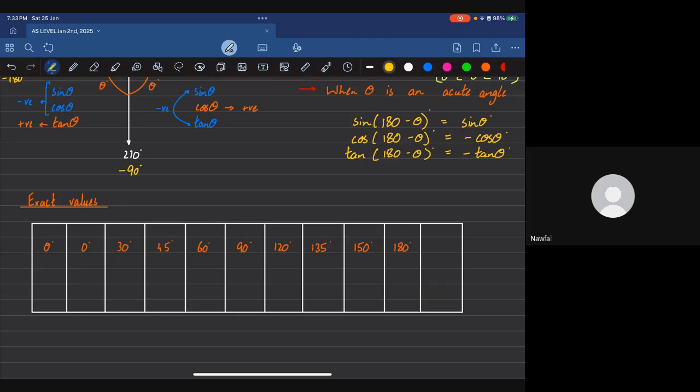Now what you're going to do is have different values of sine, cos, tan. And what are those values going to be? Sine of 0 is 0. For cos, it's 1. For tan, it is 0 again. For sine 30, the answer is 1 over 2. Cos is under root 3 over 2. And tan is under root 3 over 3.